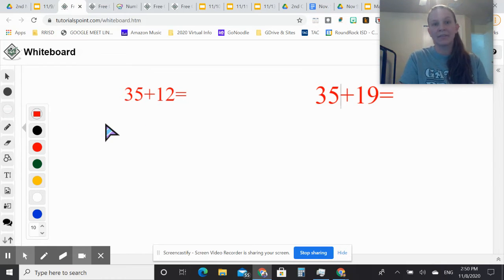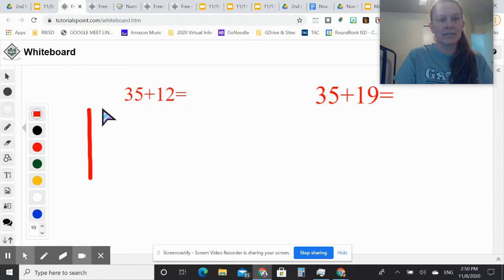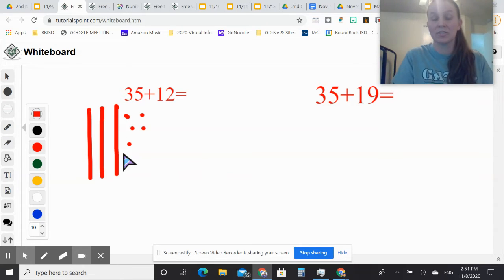Okay, so I'm going to do 35 plus 12 on the first one. I'm going to make it in tens and ones, like last time. Tens don't have to be perfect. 10, 20, 30, 31, 32, 33, 34, 35. I always double check as a mathematician too, because it's really easy to miscount. 12 is 1 ten and 2 ones, and let me double check.